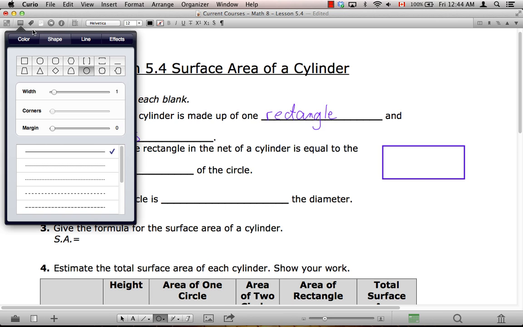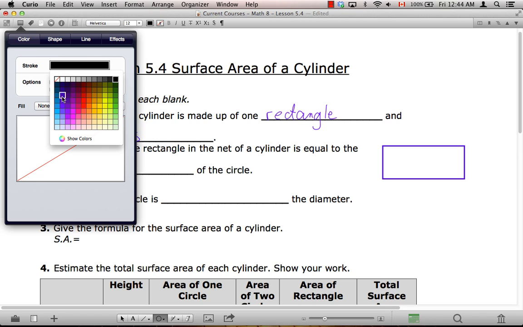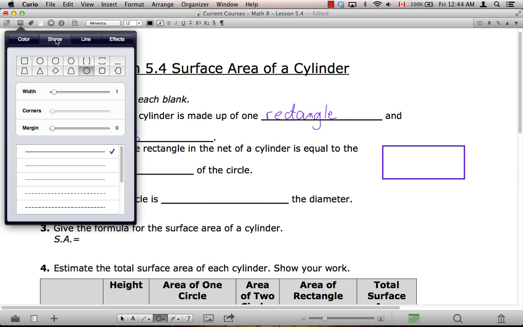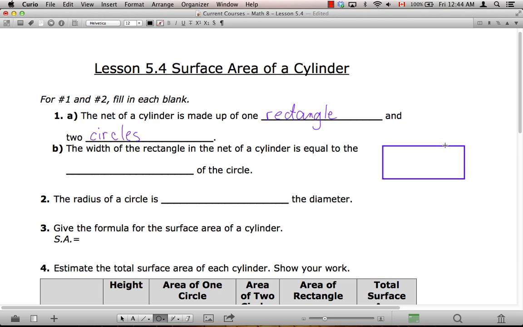Let's just make sure they're the right color. Working in blue. And that is thick enough to show up. Alright, so here's one circle on top. And copy and paste that. We'll put that onto the bottom end.